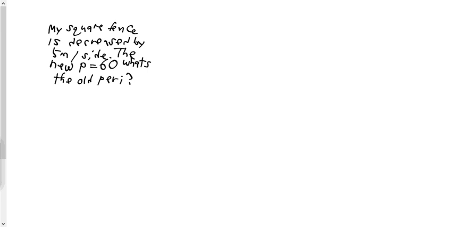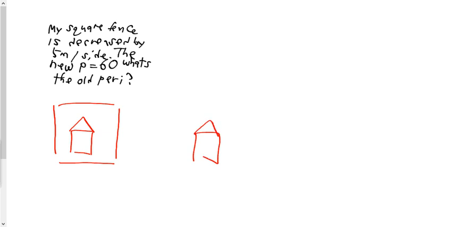Now this question here: my square fence is decreased by 5 meters per side. The new perimeter is 60. What's the old fence? So the first expectation is you draw your old fence. Since the new fence is decreased, it's going to be smaller, and it's a square. So the old fence, we're going to represent by the letter X, because the old fence was a square fence, and each of those sides was equal.